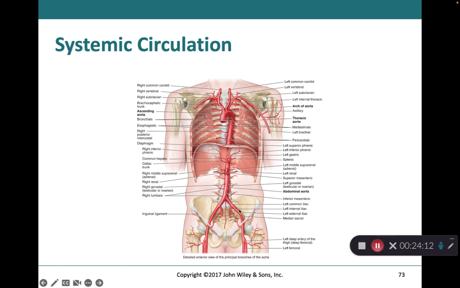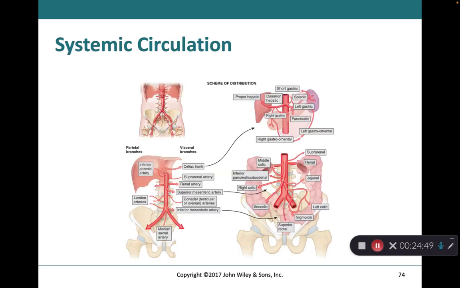And then we have our common iliac here. Okay, and before that we have the renal arteries. So those are going to feed the kidneys. Okay, suprarenal are going to feed the adrenal glands here, and then gonadal are going to feed the testicles or ovaries. Okay, and then the lumbar arteries. And then we have a splitting off here. So this is the common iliac, and it splits into an external and an internal iliac. And we'll talk about that more when we get to the lower limb.